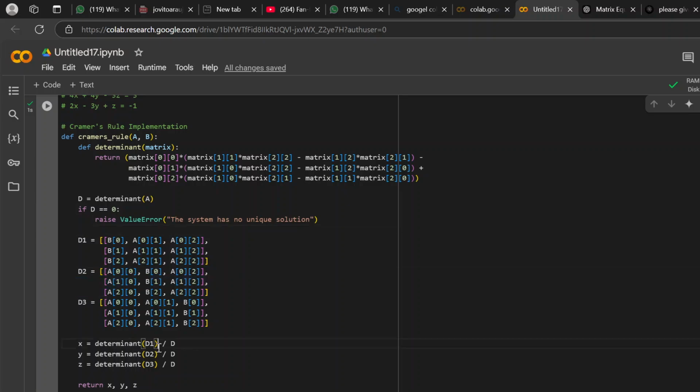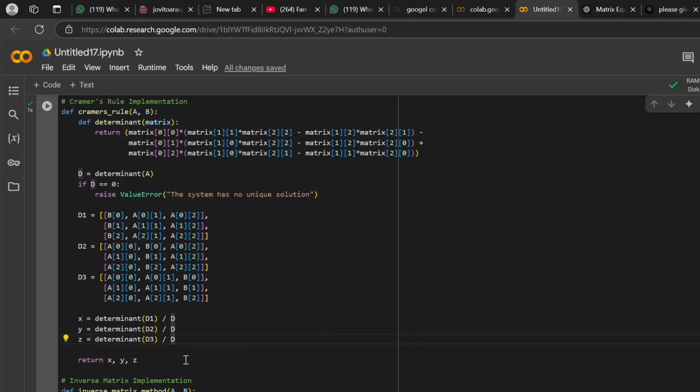After that, we must implement the solving for x, y, and z. For x, the code is the determinant D1 divided by D. D1 is from this one.